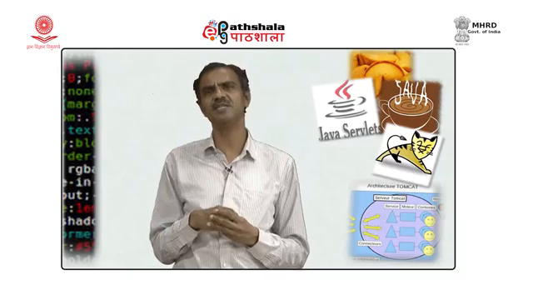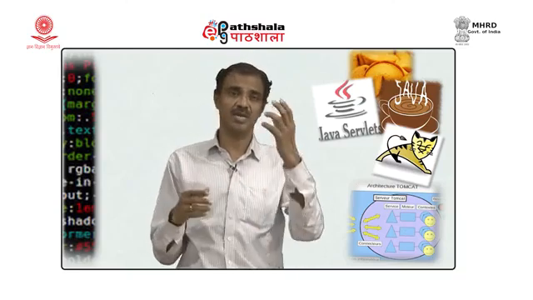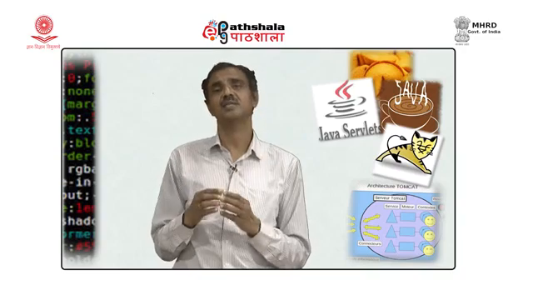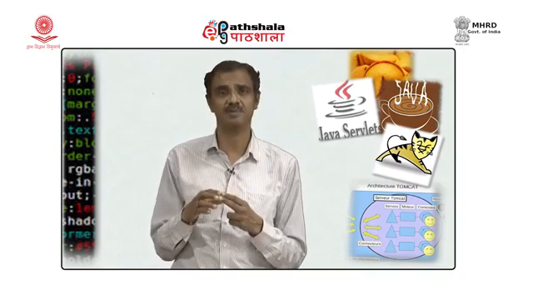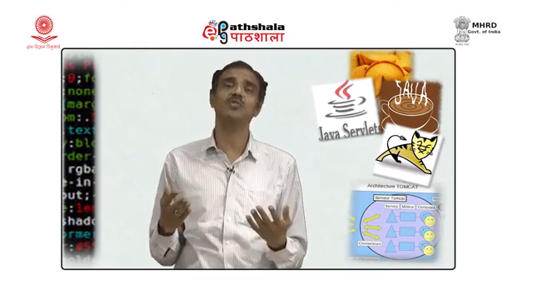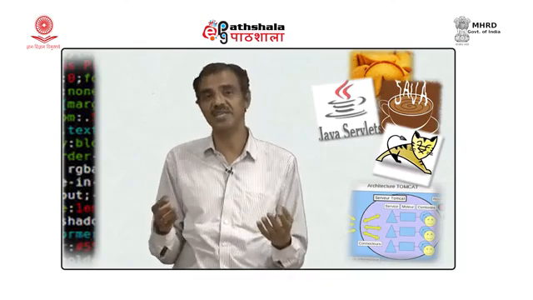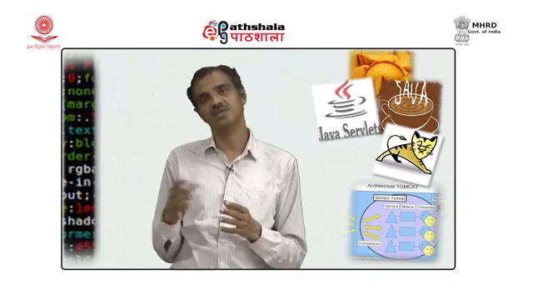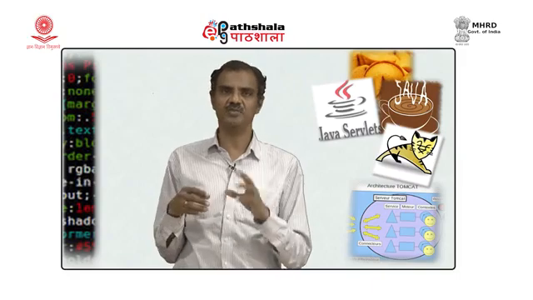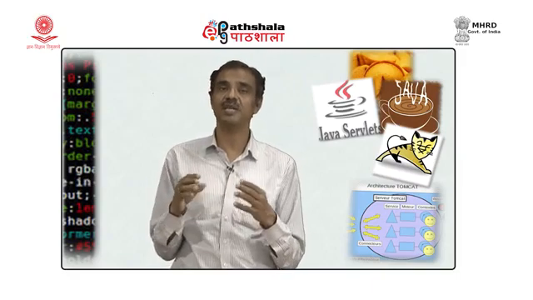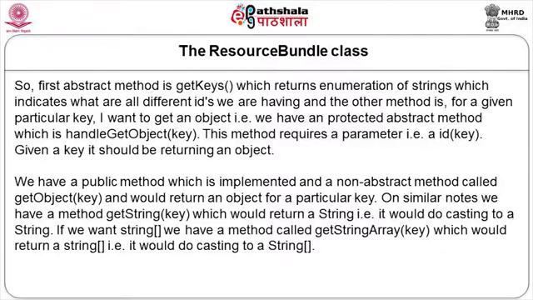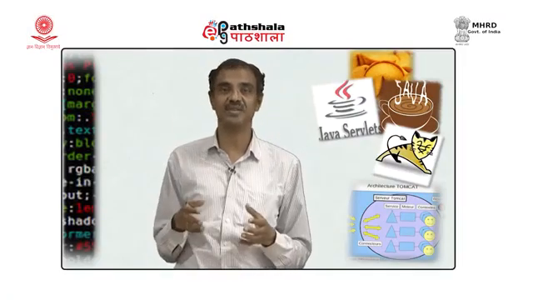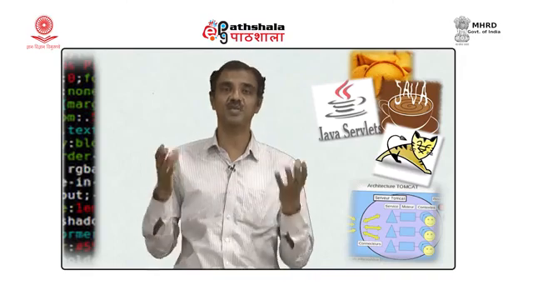ResourceBundle is an abstract class, and how do we indicate the keys which are there? For that, this abstract class ResourceBundle has two abstract methods which a developer needs to override, to indicate what the keys are and how the mapping is done, that is, for which key what is the corresponding object. One method is getKeys, which returns an enumeration of strings. That indicates what all the different IDs are. Keys are nothing but the IDs of the different objects which we have identified.